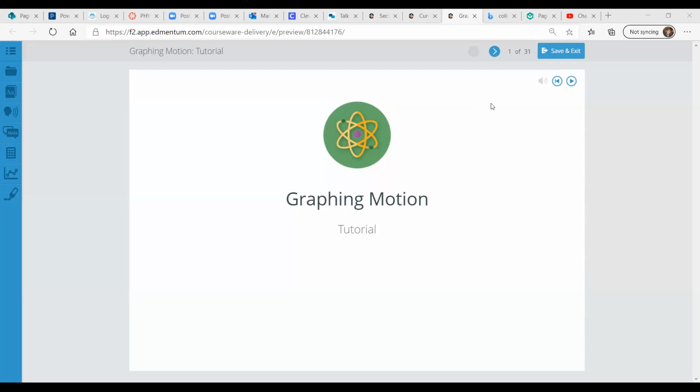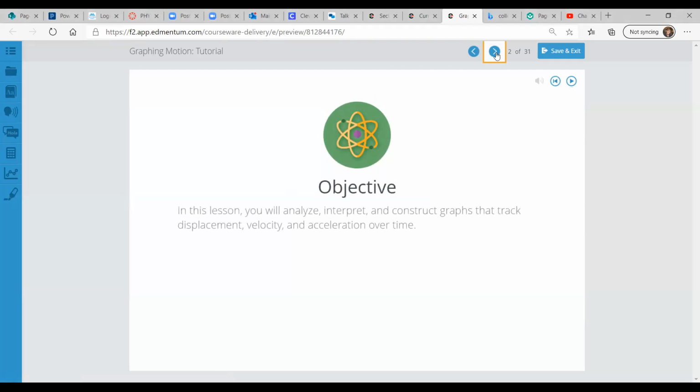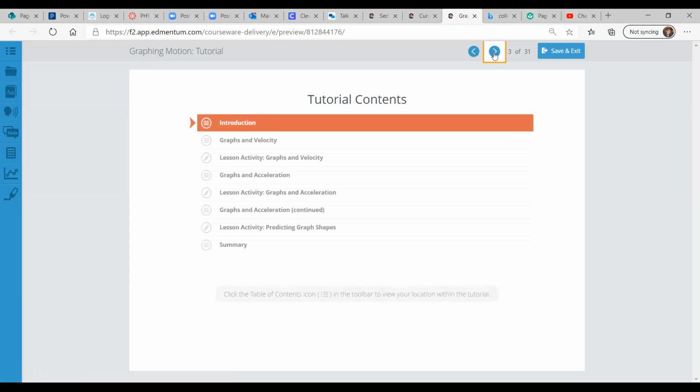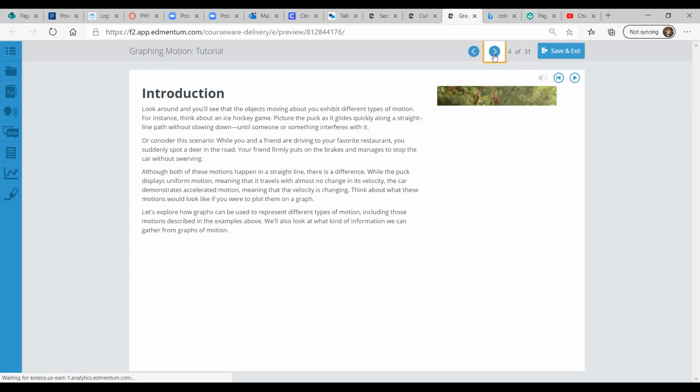And today we're going to look at graphing motion. Last time we were describing motion, measuring it, and now we're going to graph those measurements. Let's get into the objective. We'll analyze, interpret, and then construct graphs that track all of this information, such as displacement, velocity, and acceleration over time. So let's get into the content. Let's go.